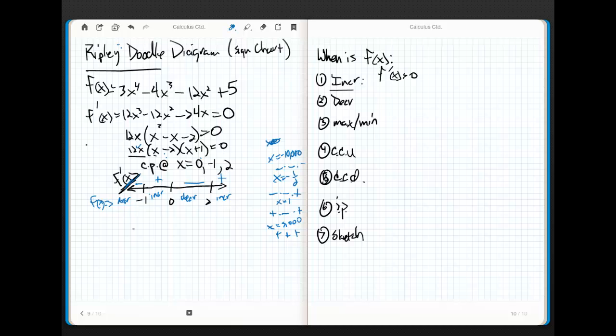And guess what? I can already build a stick figure of f of x based on this Ripley-Doodle diagram. I know it goes down, it levels off. How do I know it levels off? Because I know the first derivative when x equals -1 equals 0. It goes up, it levels off again, because the first derivative is 0 at 0. It goes down, it levels off at 2, wow, and then it goes up again. So I know it's going to have this basic shape. That's what it's going to look like.